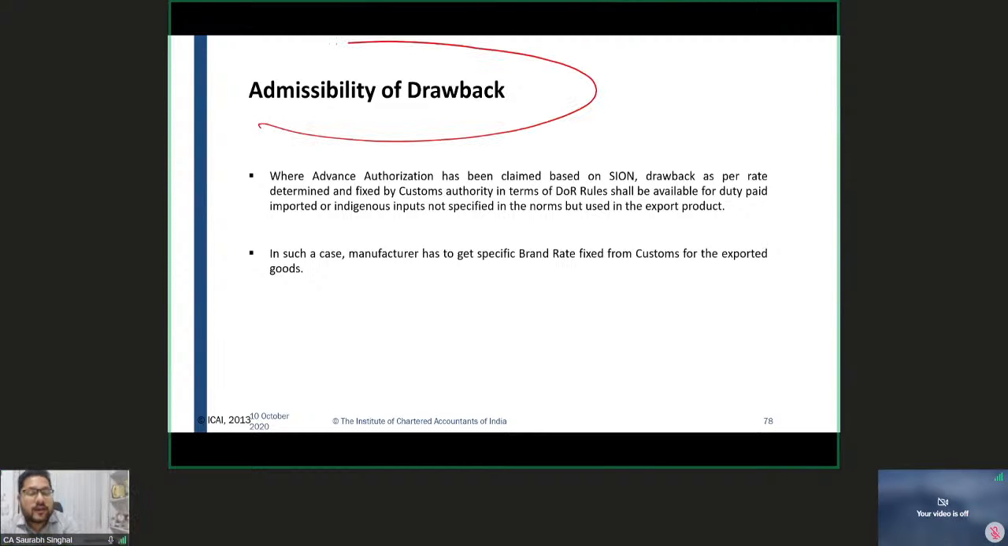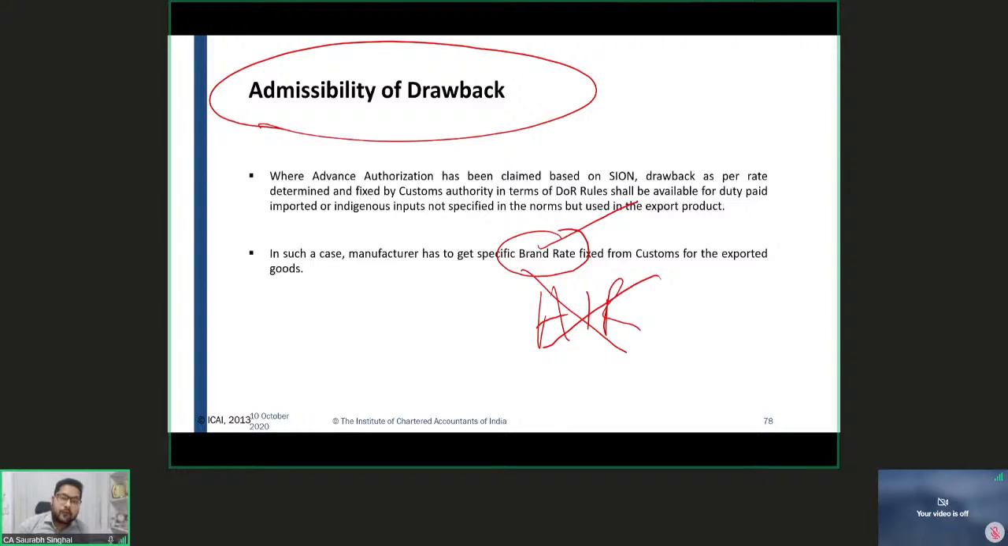Drawback, I have told you already. Although drawback and advance authorization are mutually exclusive, for inputs which cannot be procured under advance authorization because they were not part of SION, you can still claim drawback, but you can't claim AIR drawback. You can claim only brand rate drawback for those specific inputs. You apply for the specific inputs drawback and you can claim that drawback.